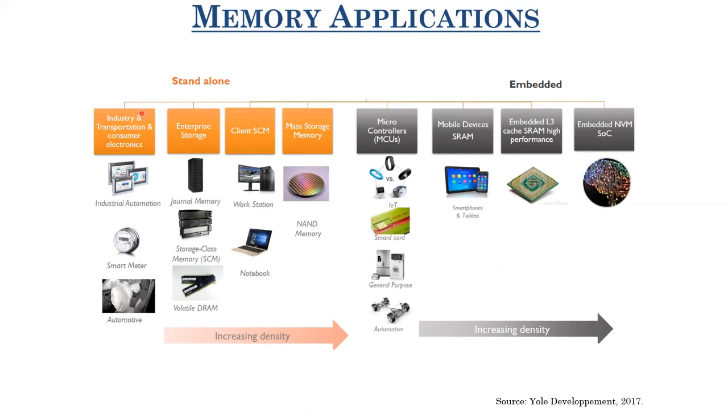When you talk about consumer electronics, you talk about USB drives, flash memory cards in your mobile, the ROM in your mobile phone, and so on. Then it is also used for enterprise storage, that is your storage in the servers, in the clouds, and so on. Standalone memories are also used for client SCM, like your hard disk, and your DRAMs in workstations, in notebooks, and so on. Also, they are used for mass storage memory, such as your removable hard disk, right?